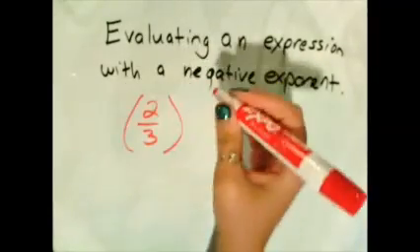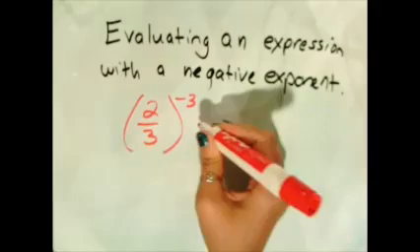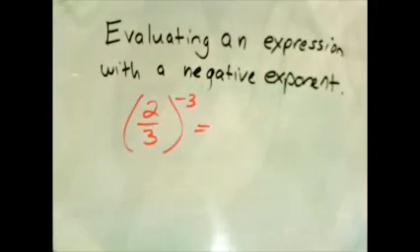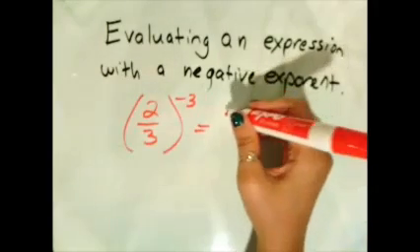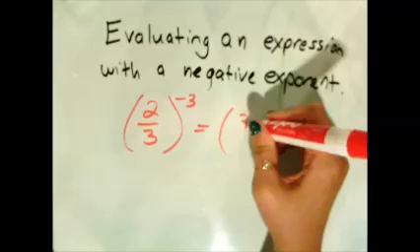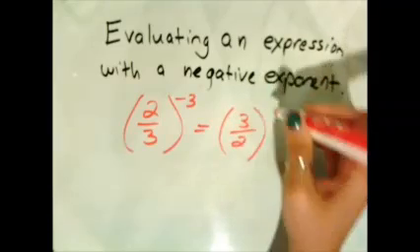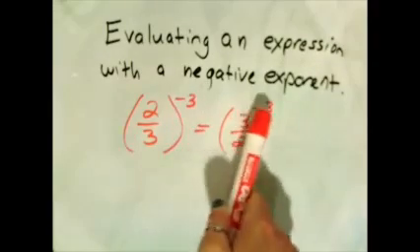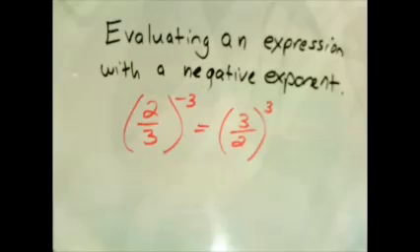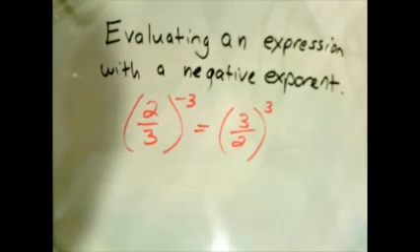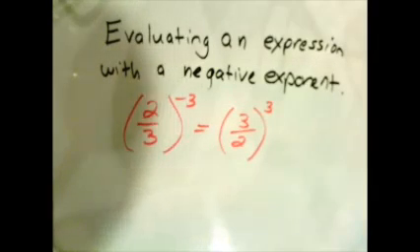2/3 to the negative third. So we'll take care of the negative exponent first. It's on the whole thing, so I want the reciprocal of the whole thing. So 2/3 becomes 3 over 2. So I still have an exponent, I just took care of it being a negative exponent, which means the reciprocal. So now this means 3/2 times itself 3 times.